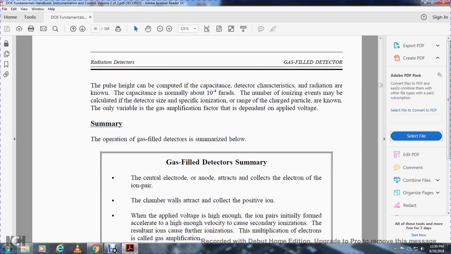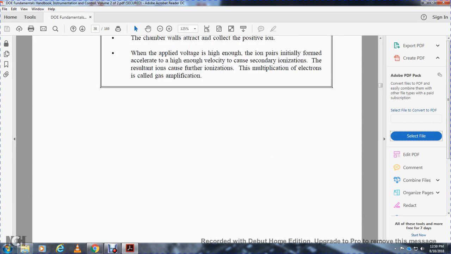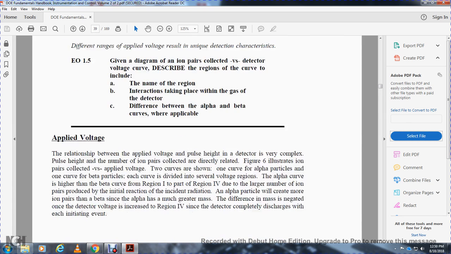Summary of the operation of gas-filled detectors is given below. The gas-filled detector system has a central electrode, the anode, for electrostatic collection of electron-ion pairs, with the chamber wall collecting the positive ions. When the applied voltage is high enough, the ion pairs initially formed accelerate with high enough velocity to cause secondary ionization, resulting in further ionization and multiplication of electrons called gas amplification, producing the detector voltage, the amplified voltage.